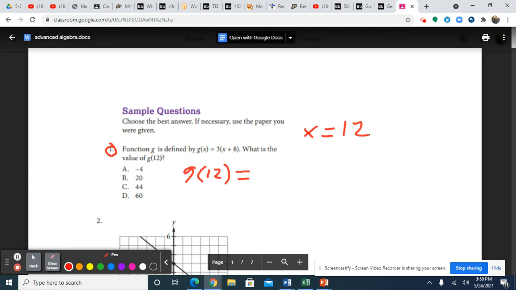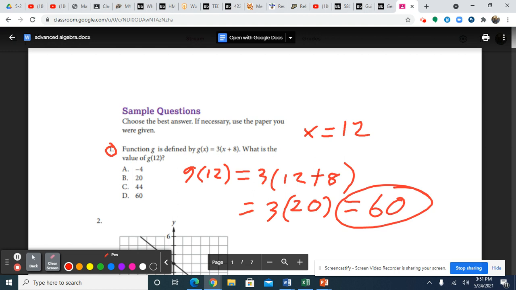Which simply means that we're going to plug in 12 wherever we see an x. In this case, it's 3, and then we have an x, so we're going to put 3 times (12 plus 8). So we're going to do our order of operations. We start with the parentheses, which is inside, 12 plus 8, which is 20. After that, we move on to a multiplication problem. So 3 times 20, which gives us 60. So the answer for this question would be 60.